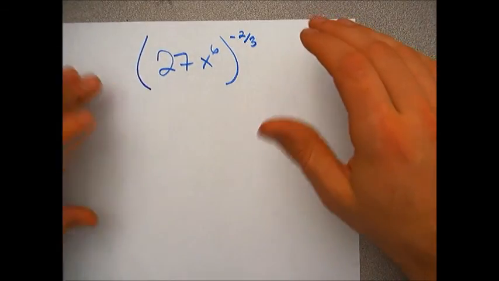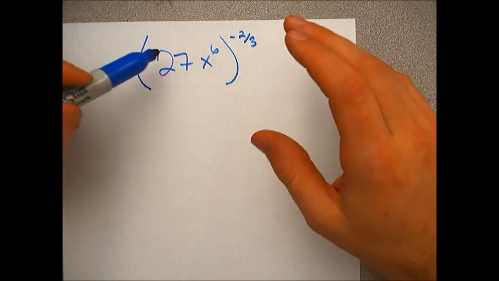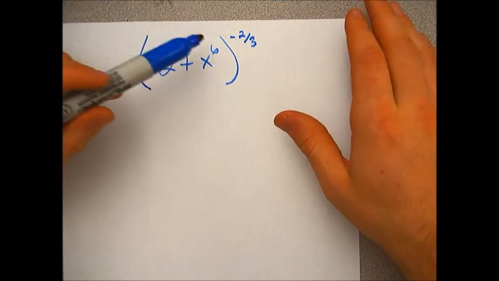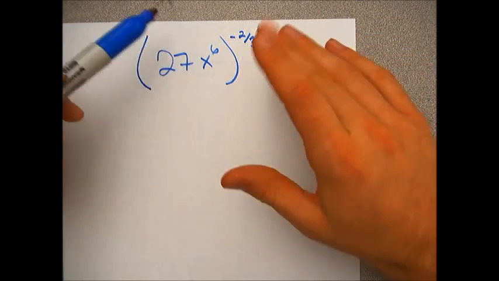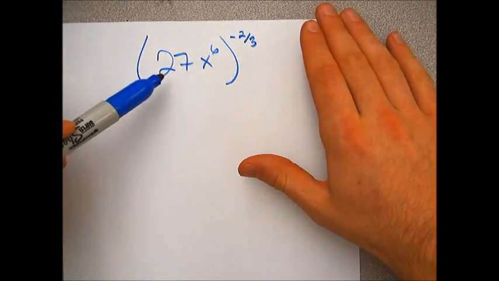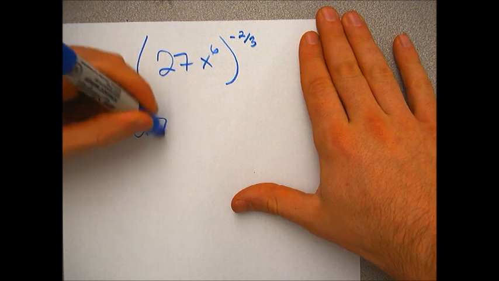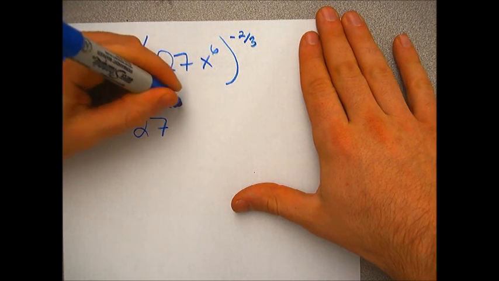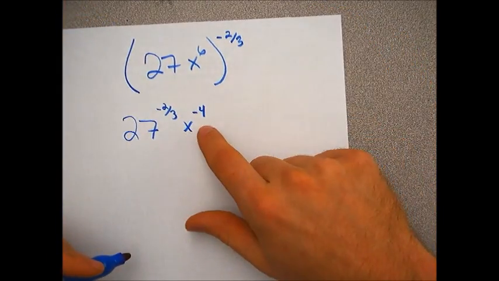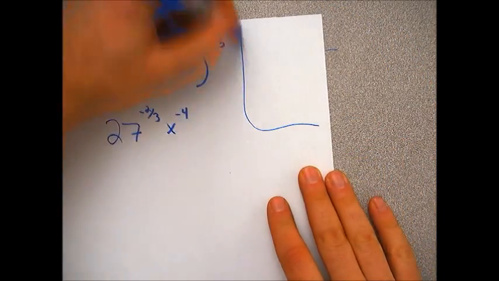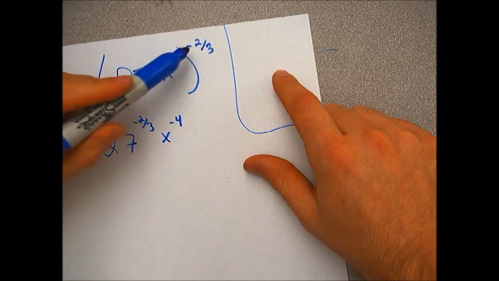Okay, so this is the last problem we're going to do for the video. Let's say we have 27x to the 6th in parentheses, and we're going to raise this to the negative 2/3 power. Same principle. Take this exponent and distribute through. So this is 27 to the negative 2/3 and x to the negative 4. How did I get negative 4? Well, off to the side here. What do I know? Power to a power we multiply.